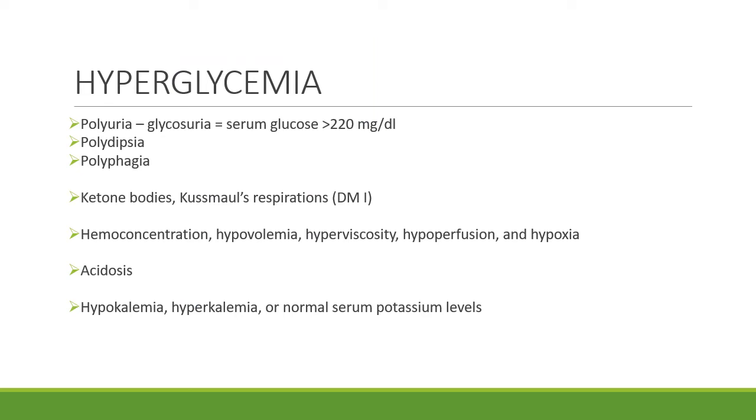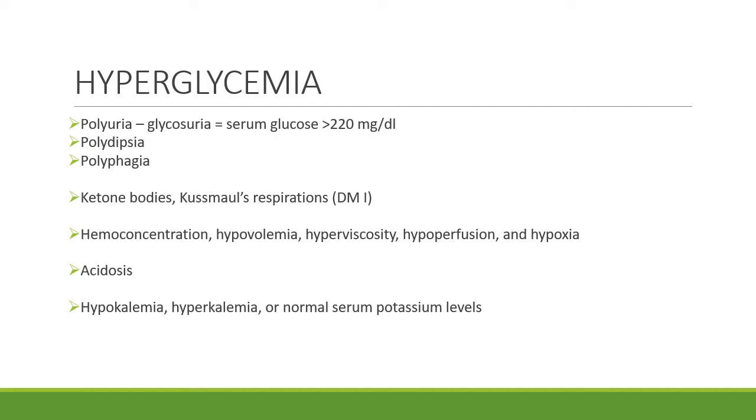Hyperglycemia is the condition that occurs when the patient has an elevated blood glucose level. And we're going to talk about two different types of diabetes, type 1 and type 2. Type 1 occurs when the patient doesn't make any insulin at all, and type 2 occurs when the patient doesn't make enough insulin or when the cells become resistant to the insulin stimulus.